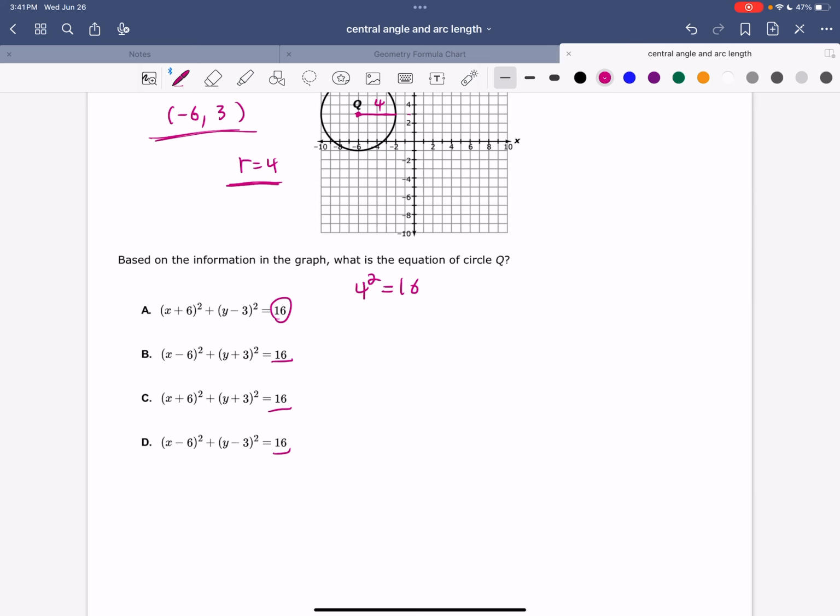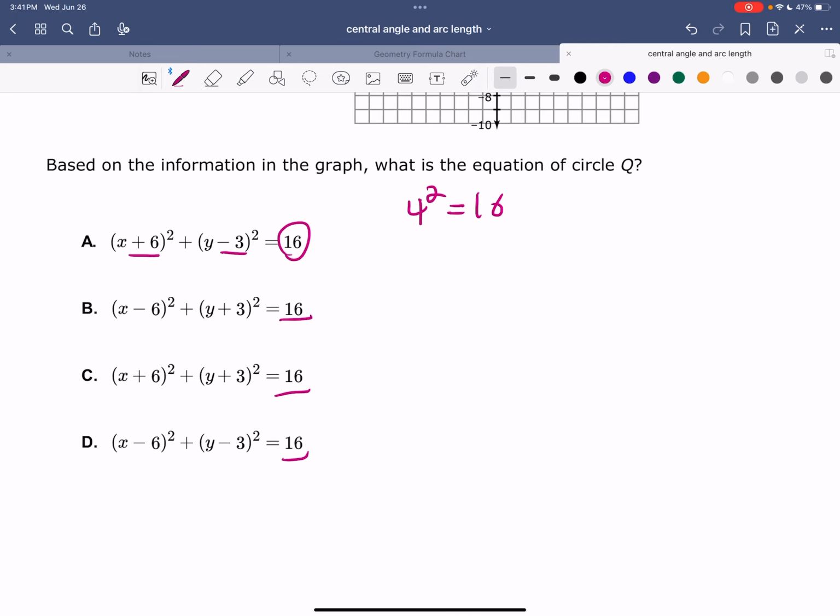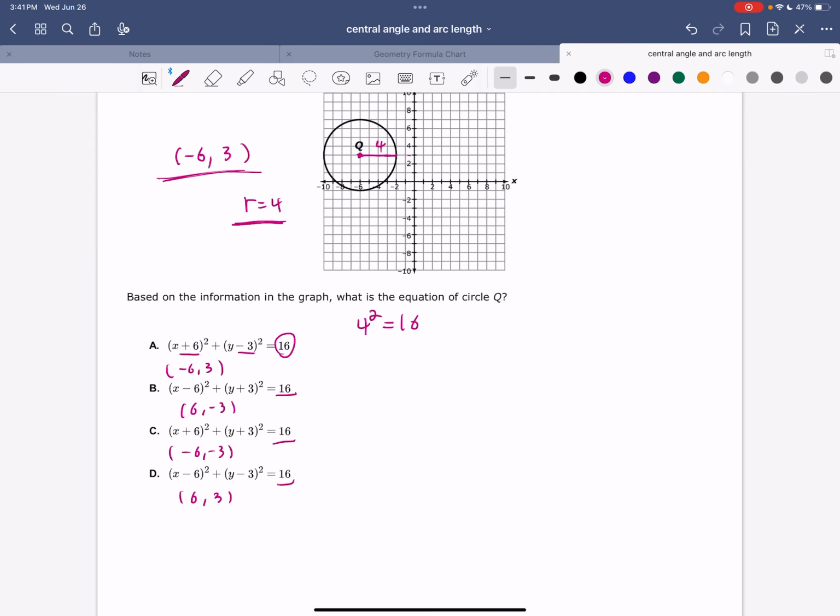But we have to know the center. Your center is going to be obviously the opposite of this one, because it is inside the parentheses, so you flip the sign. So it's going to be -6, 3. That's going to be 6, -3. That's going to be -6, -3. That's going to be 6, 3. So which one has the same center that is matching? It's going to be A. Okay.